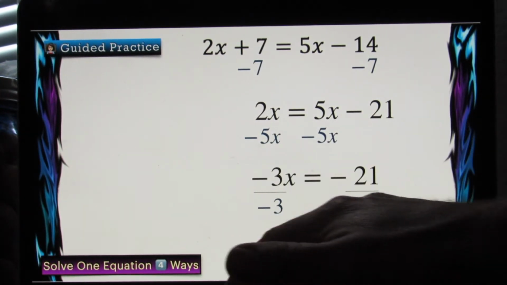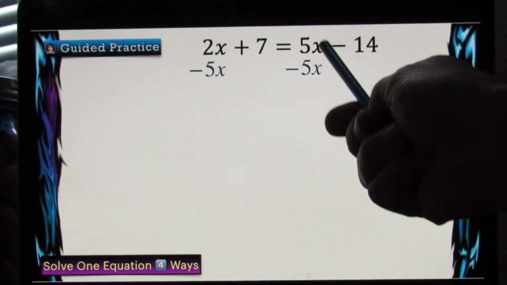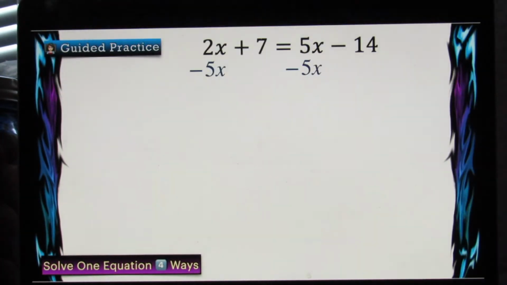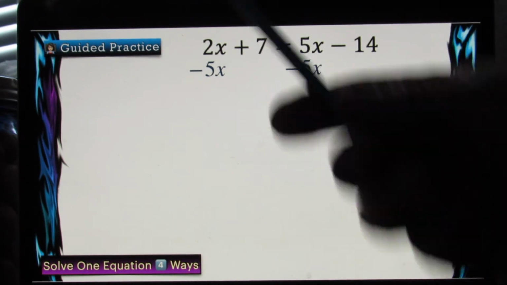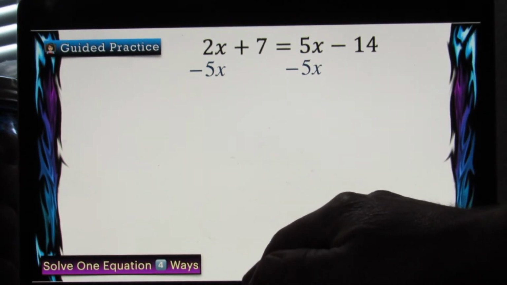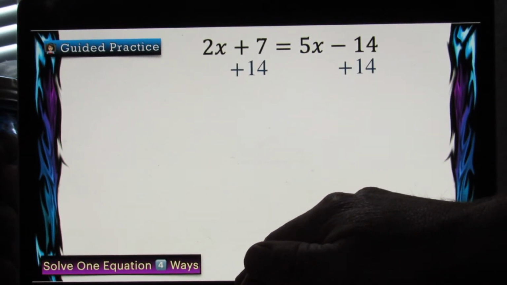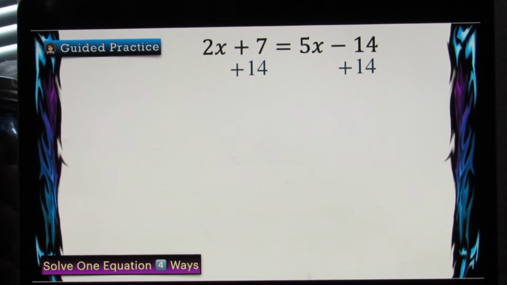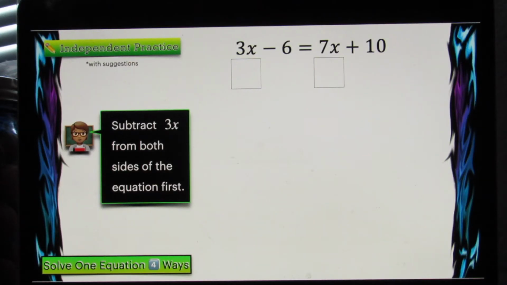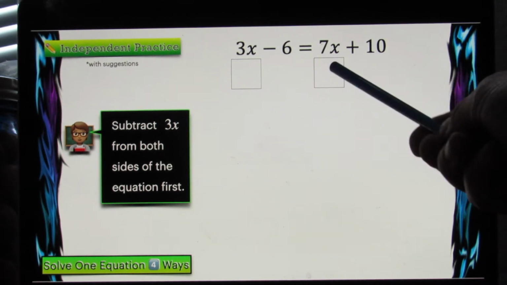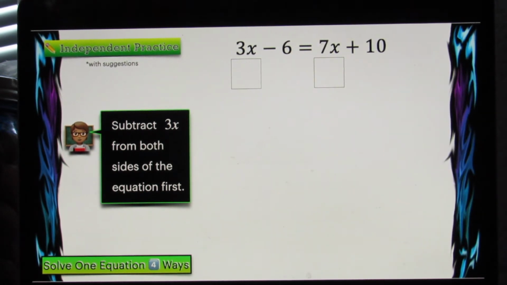Now, yet again, another kid might decide, I want this 5x out of here. I'd like to have the x term on the left side of the equation, so they might decide to get rid of the 5x first. And another kid might decide to get rid of 14 first. In this case, I've set up the boxes here. You could choose. Now, I like to get rid of the x term or the variable term from one side of the equation as soon as I can.